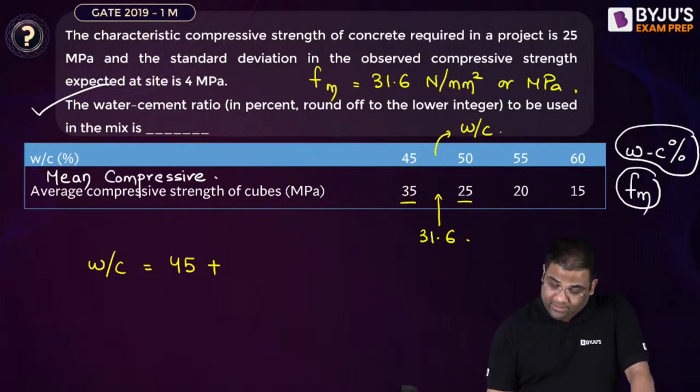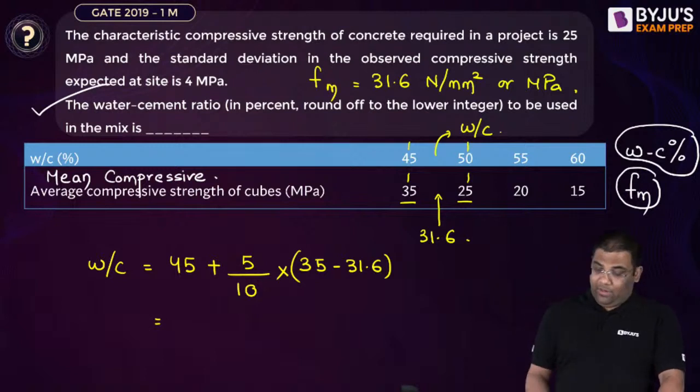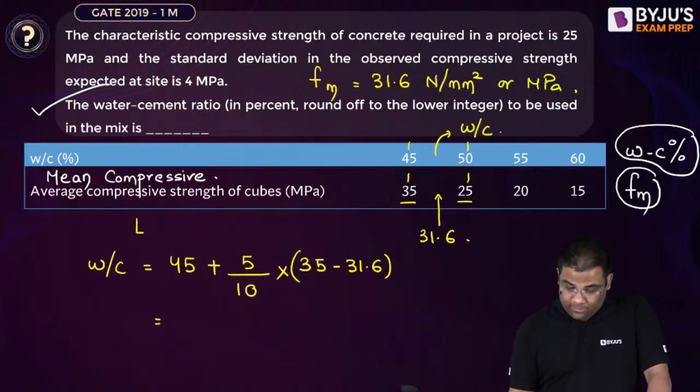45 plus, what is the change here? The change here is 5, no? 45 to 50 is 5. So 5 divided by 10, because the change is happening over 35 to 25, into 35 minus 31.6. How much are you getting this value? You have to do a linear interpolation.